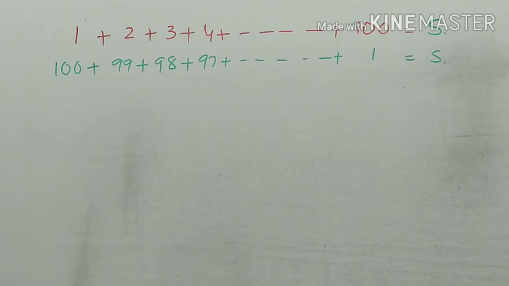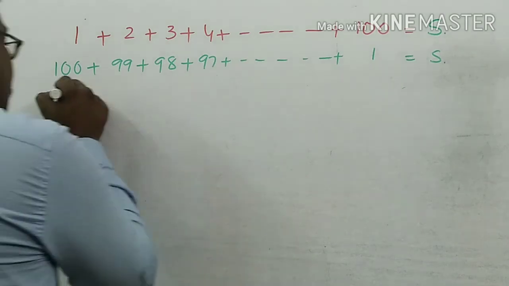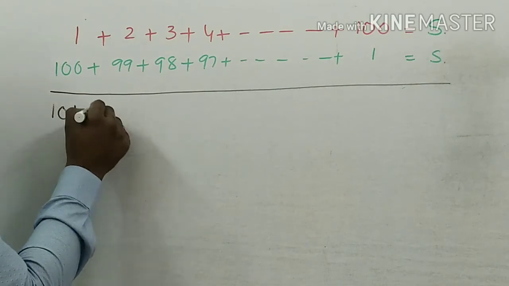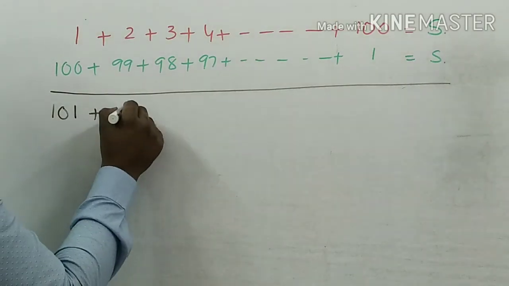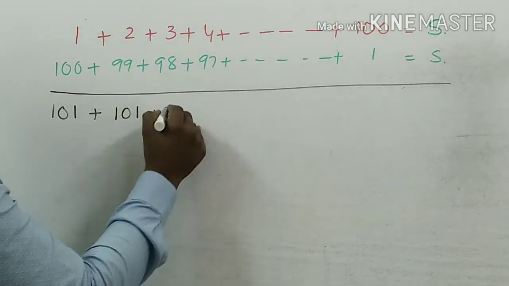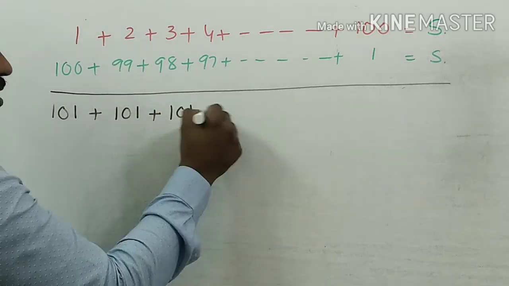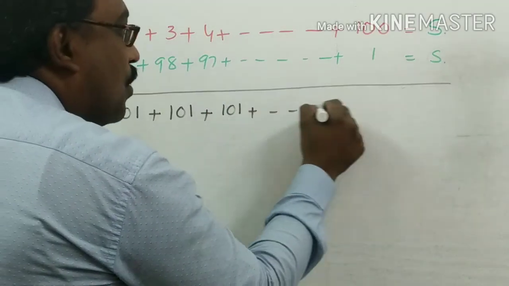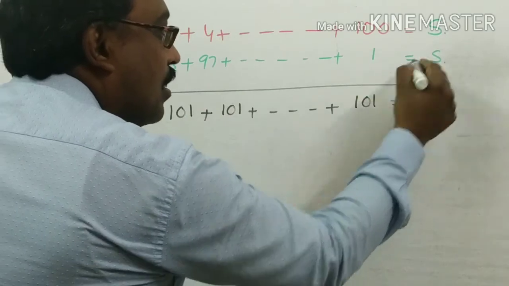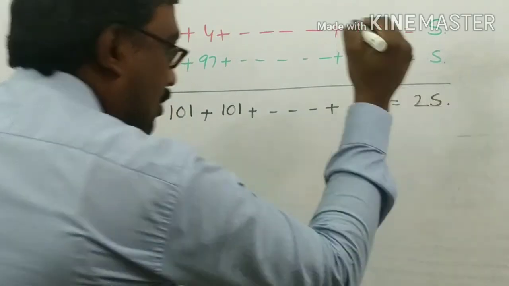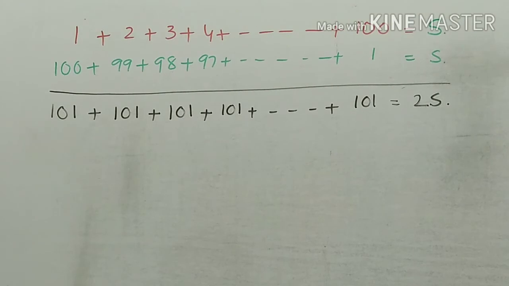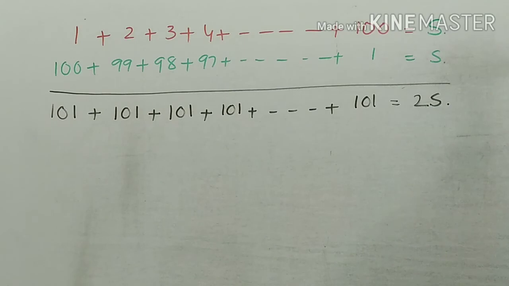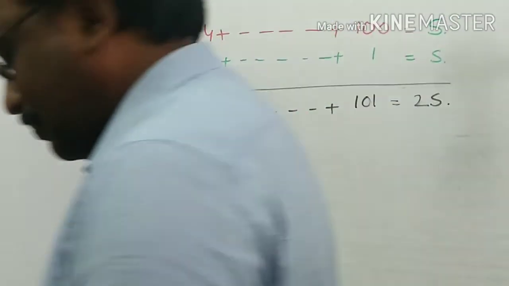Now I am adding each and every part in the question. I am adding 100 plus 1, 101; 99 plus 2, 101; 98 plus 3, 101; 97 plus 4, 101; plus so on, plus 101. S plus S, that is 2S. Now he asked the value of S, where I got the value of 2S.